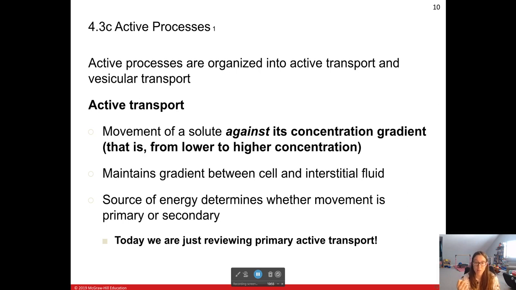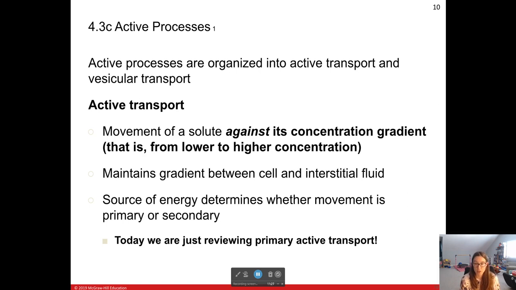These are important because they maintain a gradient between the cell and the interstitial fluid. So let's say the cell would like to have all the potassium inside, so it's going to actively transport all the potassium inside. Then there's a lot of potassium inside the cell and not very much outside of the cell. That's what we call a gradient. Remember, a concentration gradient is a difference in concentration on one side of the membrane compared to the other side of the membrane.